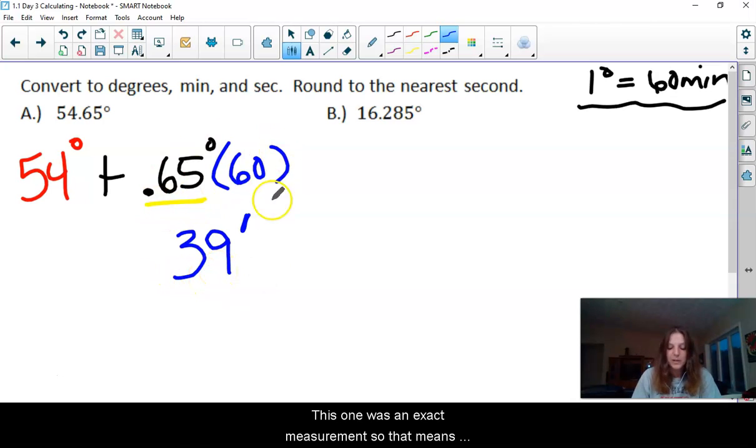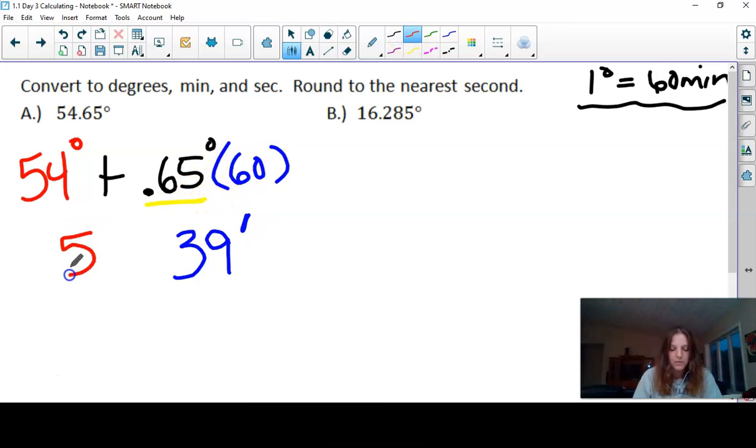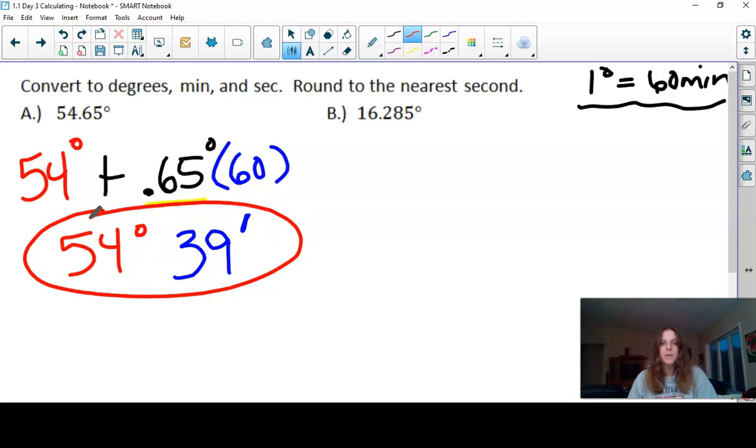But this one was an exact measurement, so that means we have 54 degrees and 39 minutes. No seconds on this one. Okay, let's try this one.